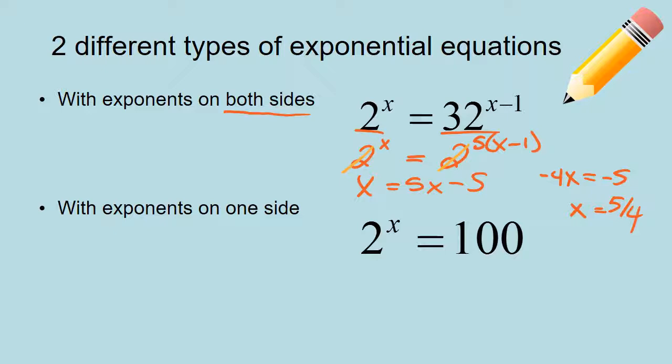All right, now let's take a look. What if I only have an exponent on one side? I can still try for common base. That's still an option. So if I take a look, can I get 2 to the something to equal 100? In this case, I can't. There's nothing that works. So in this case, I have to convert first.